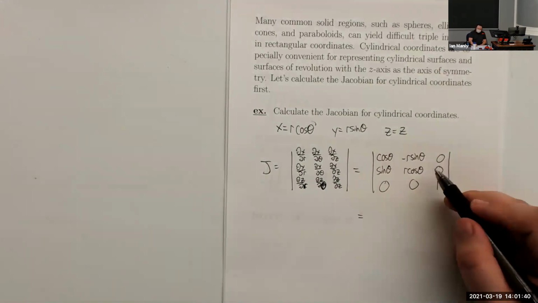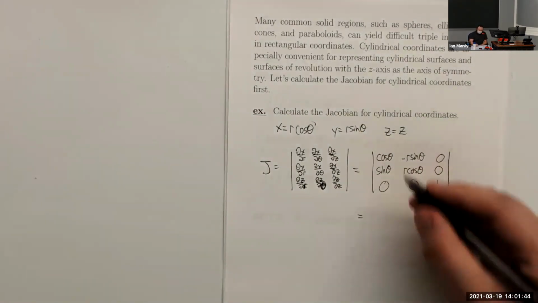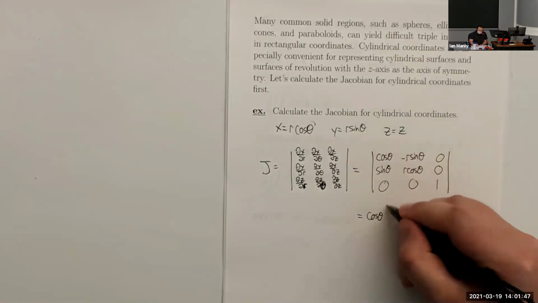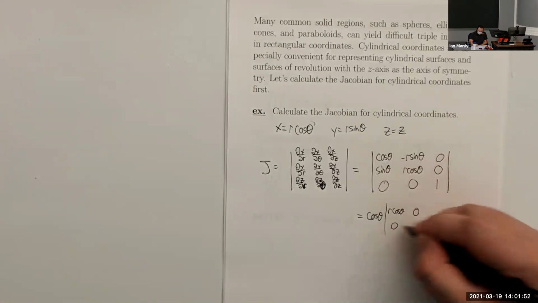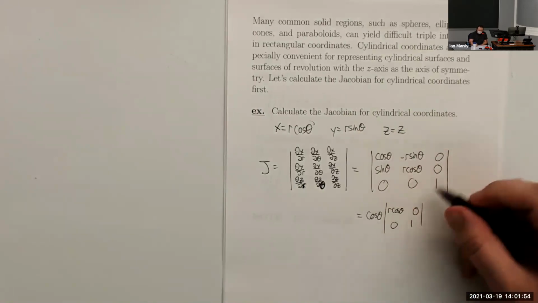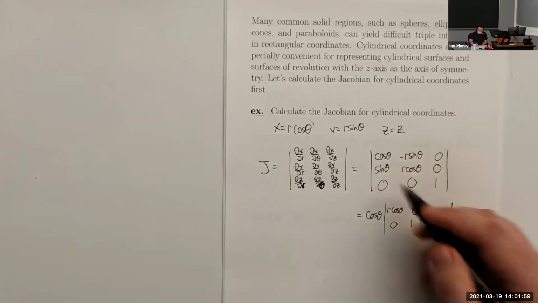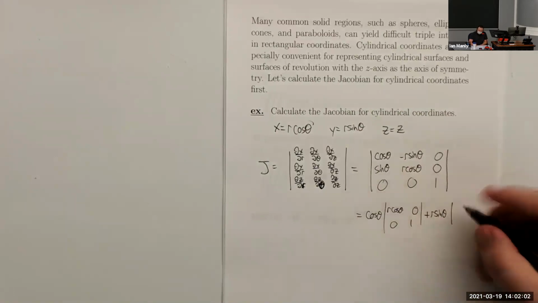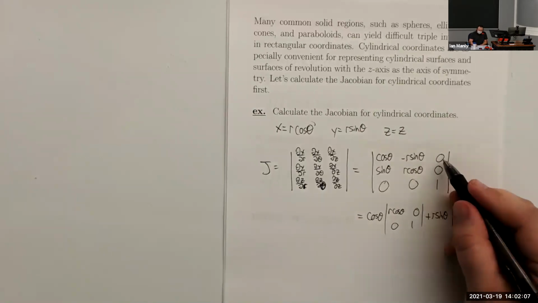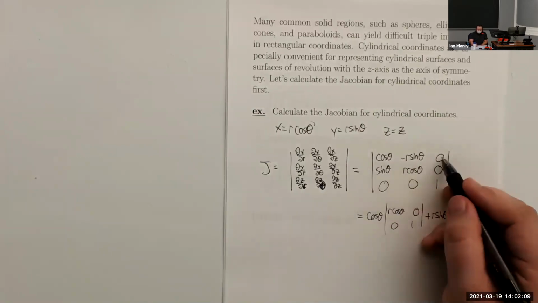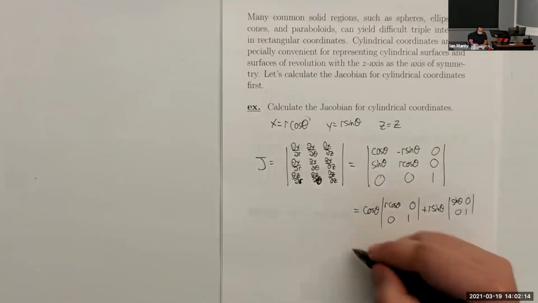So we needed to do the determinant of a 3x3 matrix. The way we do that is by minors. So we do cosine of theta, and then we have this minor. Then we subtract negative r sine of theta, so that's really just adding r sine of theta. And then we have this minor. And then we have 0 times this minor, but actually both this and that minor would all be 0, so I'm just not going to write that part.